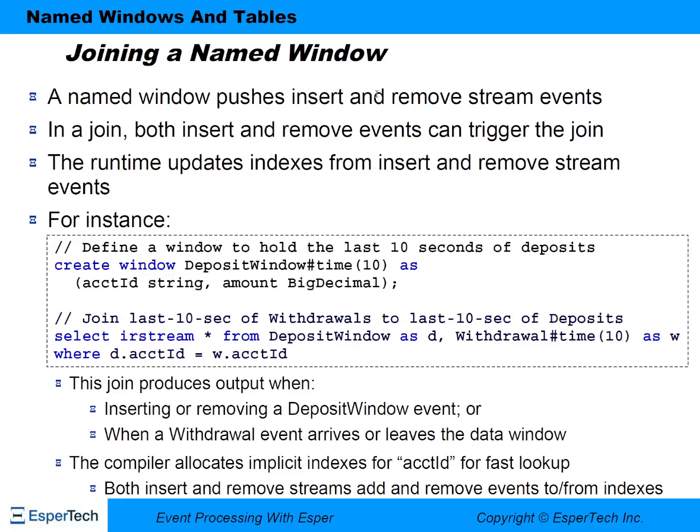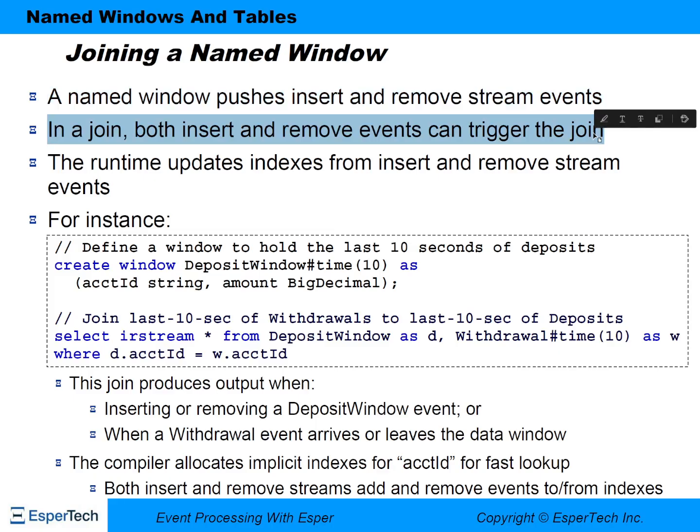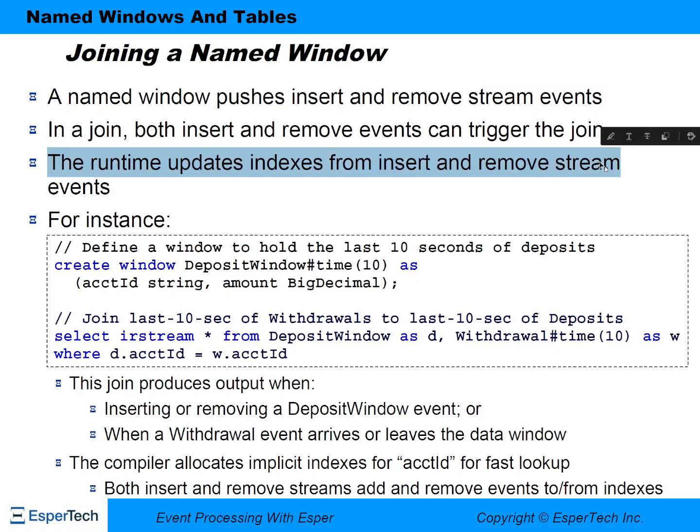This slide discusses joining a named window. A named window pushes insert and remove stream events. In a join, both insert and remove events can trigger the join. The runtime updates indexes from insert and remove stream events.